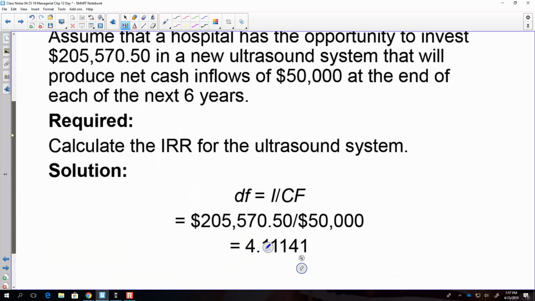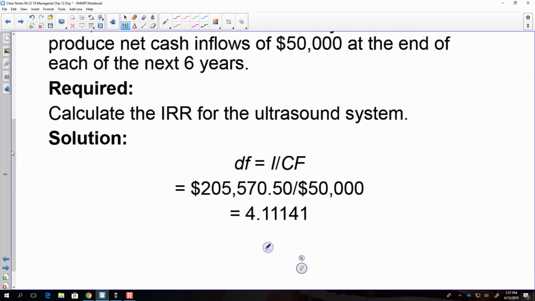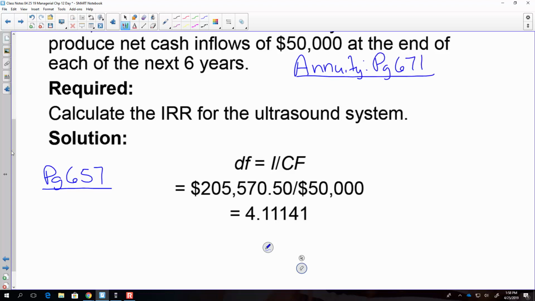Example 4 here is one that shows us a cash flow that is even. So if you look at this formula, and this formula is on page 657, it's really easy. We have $50,000 a year, 6 years. So what type of cash flow is this? It's uniform, right? And we call this uniform cash flow an annuity. So here again, we're going to be using page 671 of our textbook to help us figure out what our internal rate of return is.